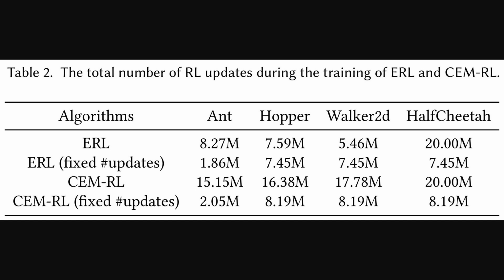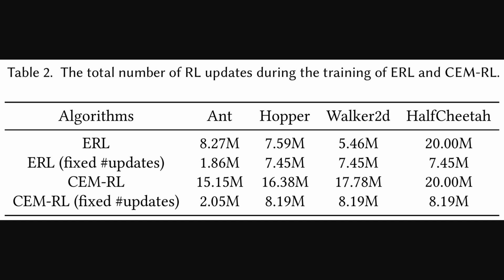What's really telling here is that using a fixed number of reinforcement learning updates per iteration, as seen in the rows labeled fixed updates, dramatically reduces the total updates compared to dynamically scaling them. For example, with ERL on ant, it's 1.86 million updates versus 8.27 million. This reduction happens while maintaining or even improving performance, suggesting that a fixed schedule can be more efficient, especially in early training stages.